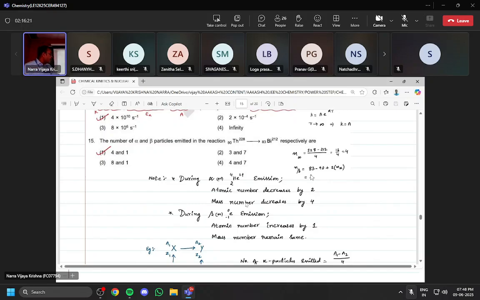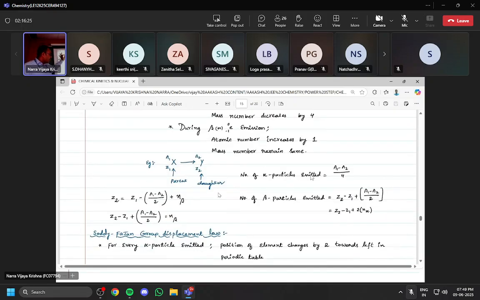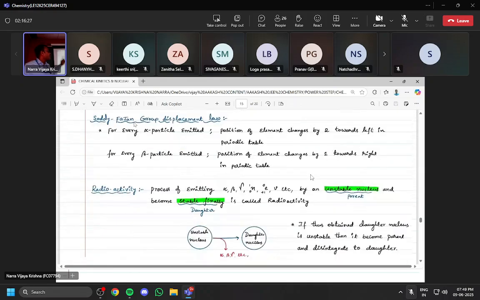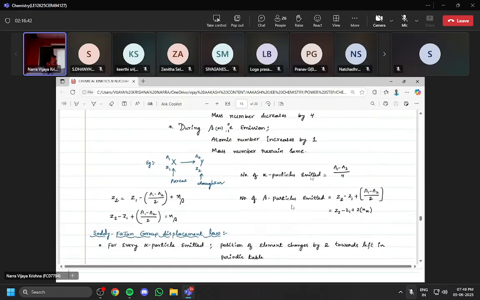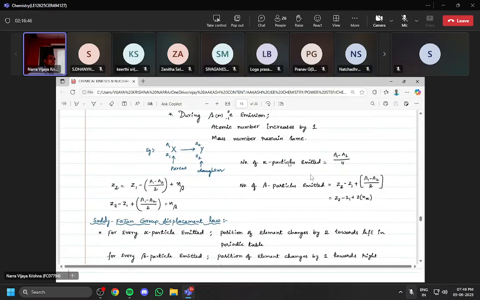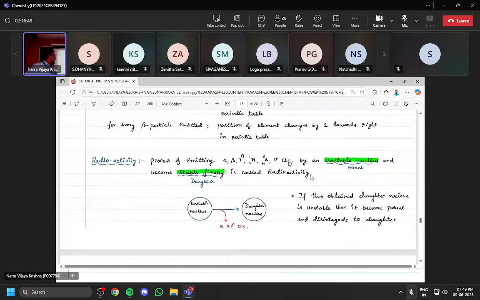We call that the Soddy-Fajans group displacement law. For every alpha particle emitted, the position of the element changes by 2 units towards the left in the periodic table. For every beta particle emitted, the position changes by 1 unit. From this we derive the number of alpha particles emitted and the number of beta particles emitted. Same thing we have seen now. Right?